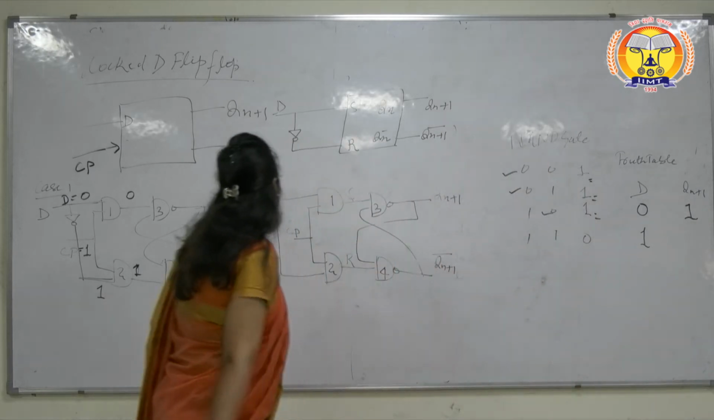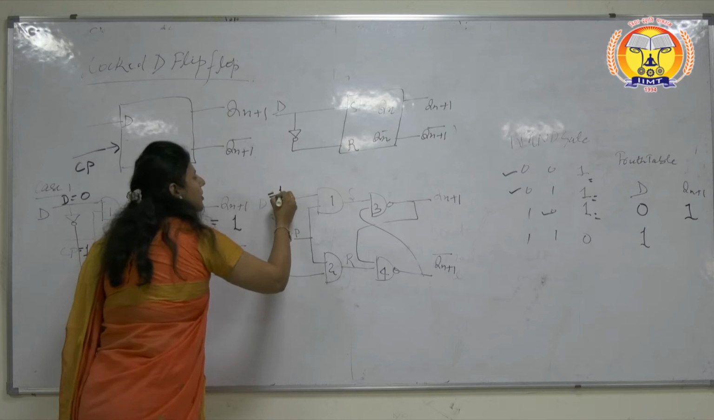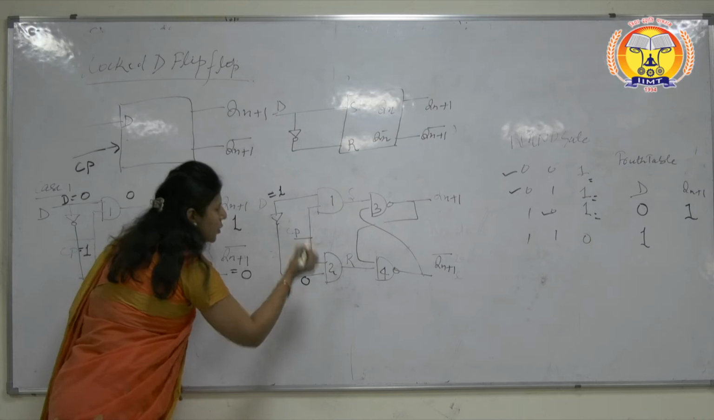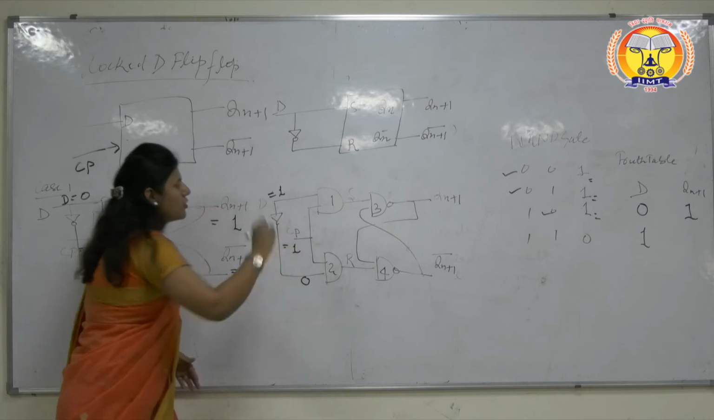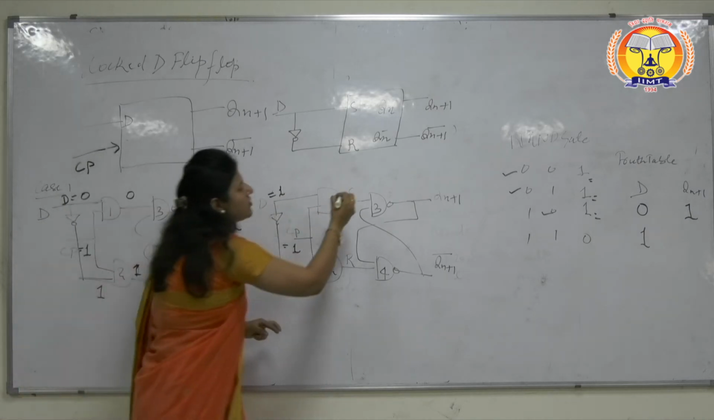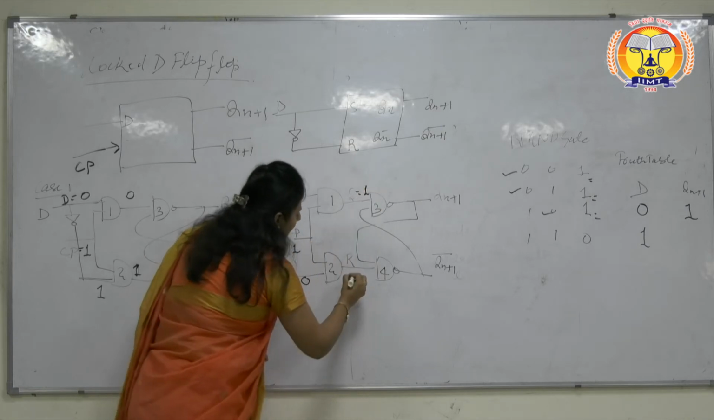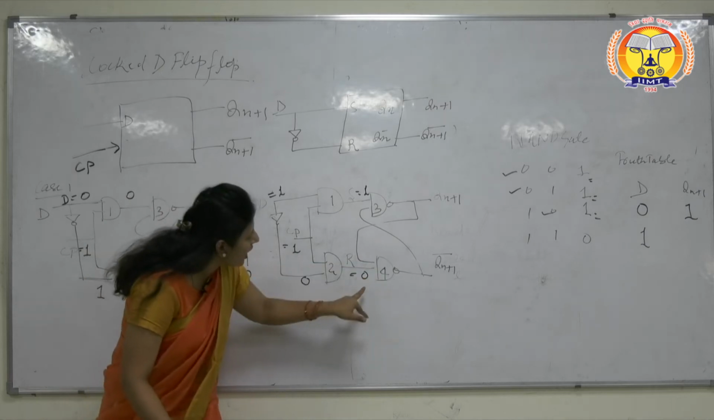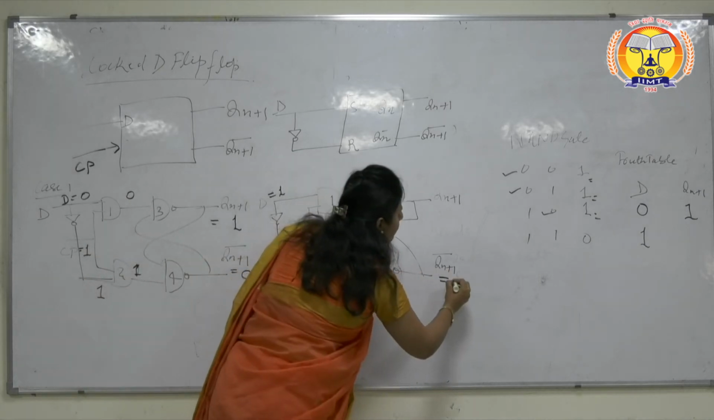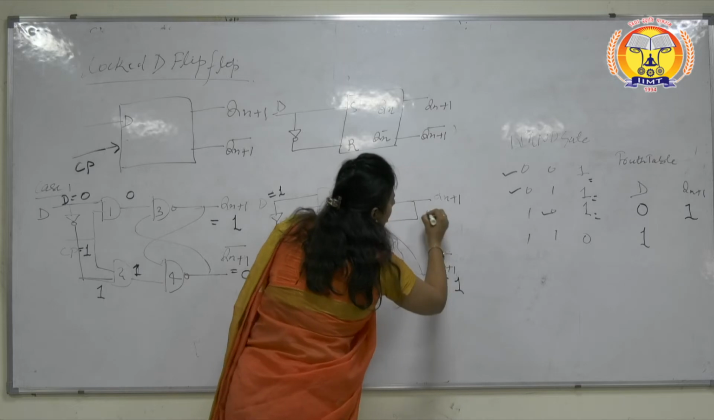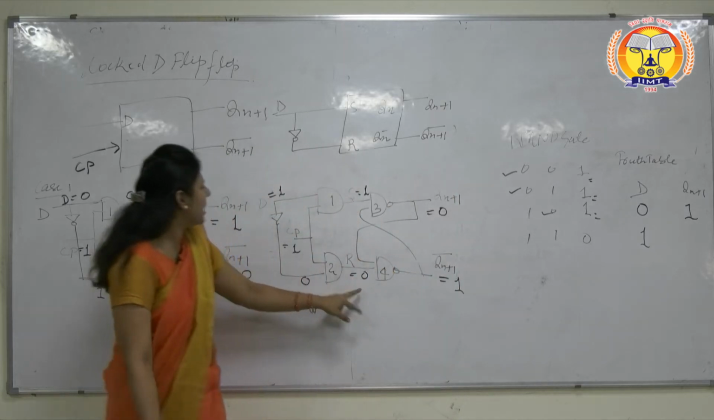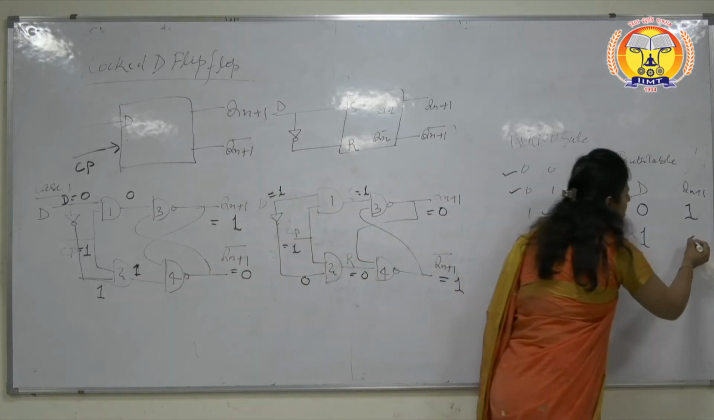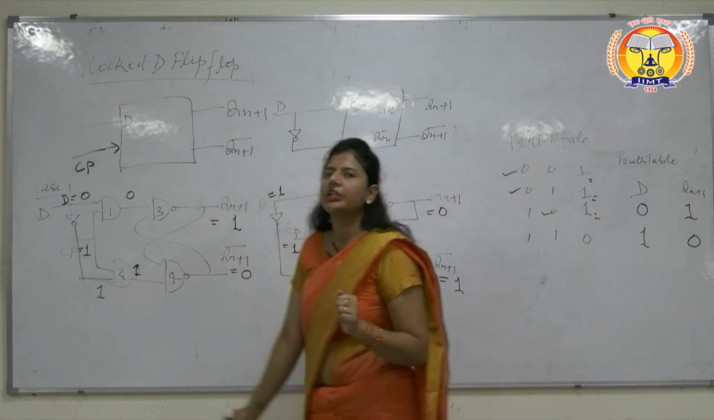Next, if D equal to 1, if input we convert it into 1, then the complement of this will become 0. Clock will be 1 in this case also. So 1 into 1, S will be equal to 1 and R will be equal to 0. Now again, for gate number 4, one input is 0, then output Qn plus 1 bar is equal to 1 and the complement of this will be equal to 0. That implies that if D equal to 1, then we will get Qn plus 1 equal to 0. So that is the basic truth table of the D flip-flop.